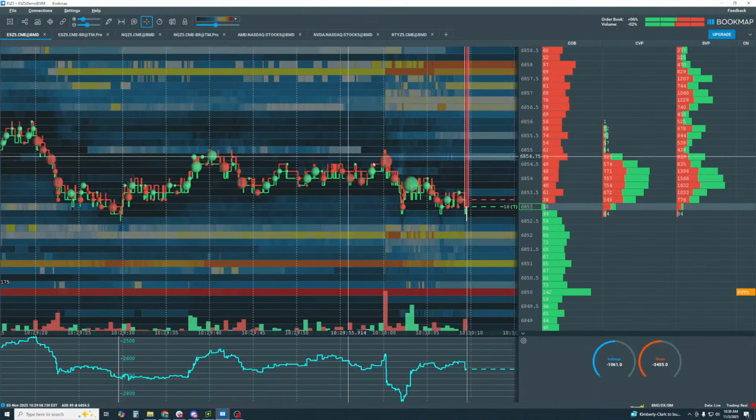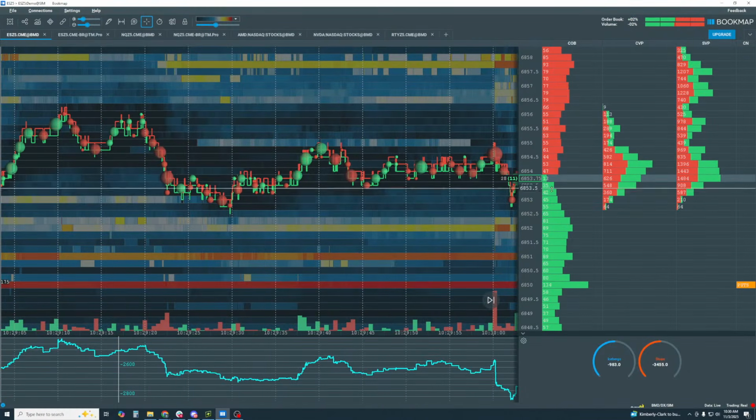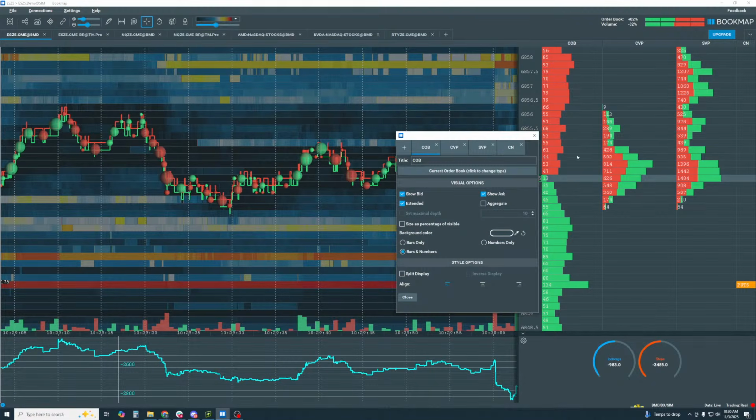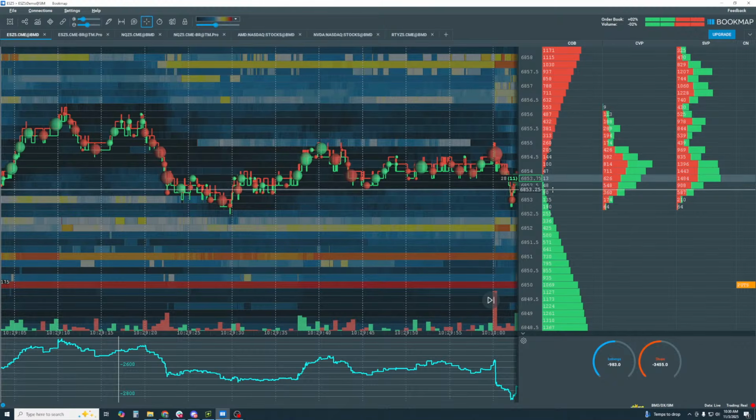If you just look at all of these levels of liquidity in here, what if you had... In fact, I'll show you this. This is an interesting feature in Bookmap. Right click in the column, configure column, and show the aggregate. All this does is take the first price level here on the bid, add it to the next one, add it to the next one. So all the liquidity is added up.